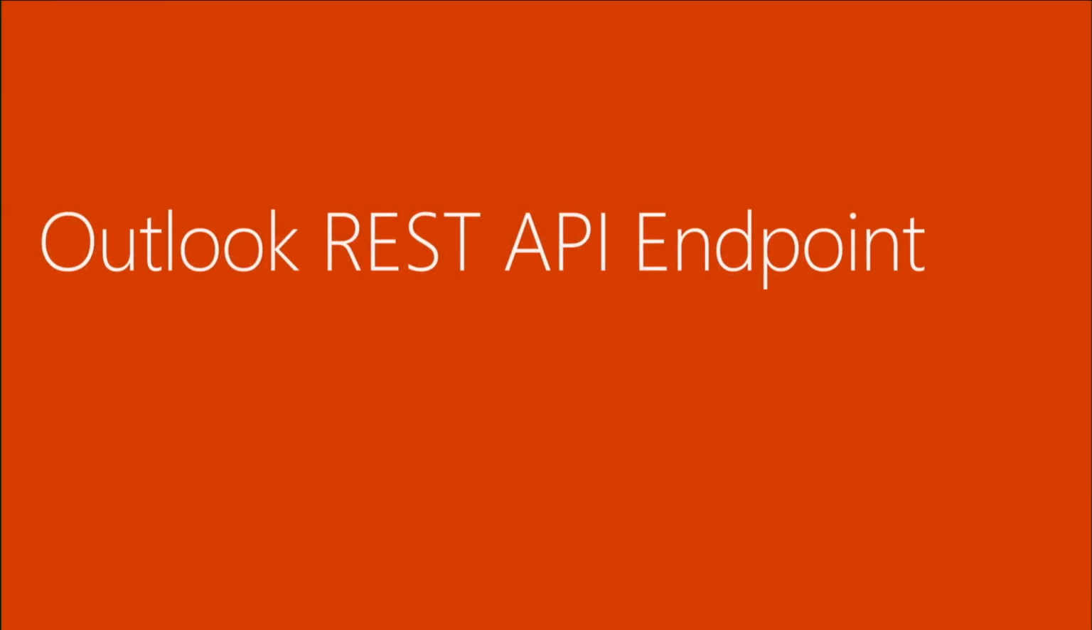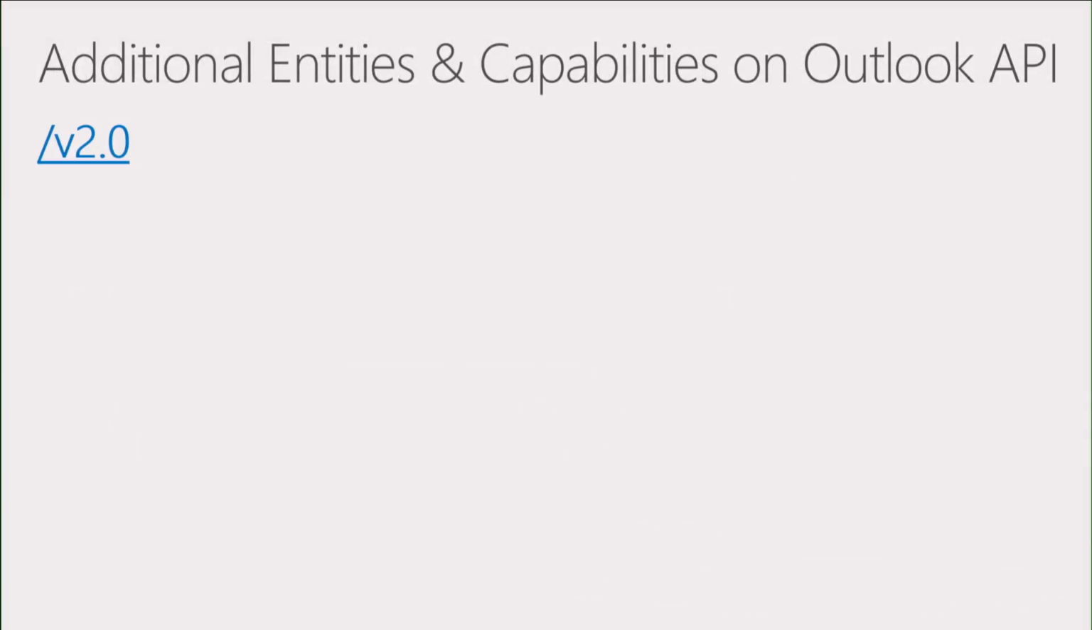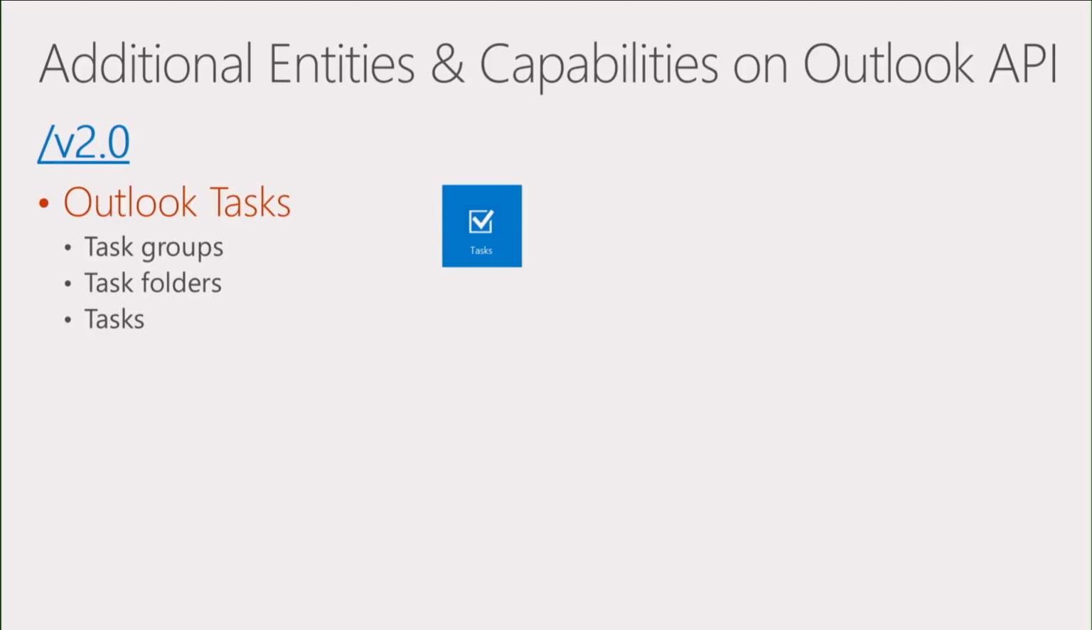Thanks, Deepak. So we talked a lot about Microsoft Graph, and you saw some demos. Okay, what about the Outlook REST endpoint? Really, when you're making requests to Graph for Outlook specific entities, it's calling the Outlook endpoint. So it's just sitting underneath. And there are a few additional capabilities there. Tasks, I think you had asked about tasks, that's available right now.